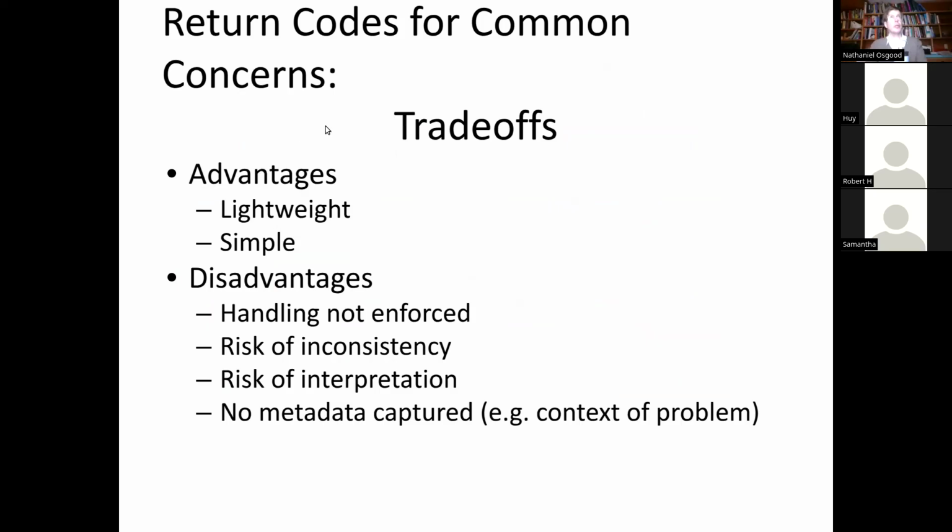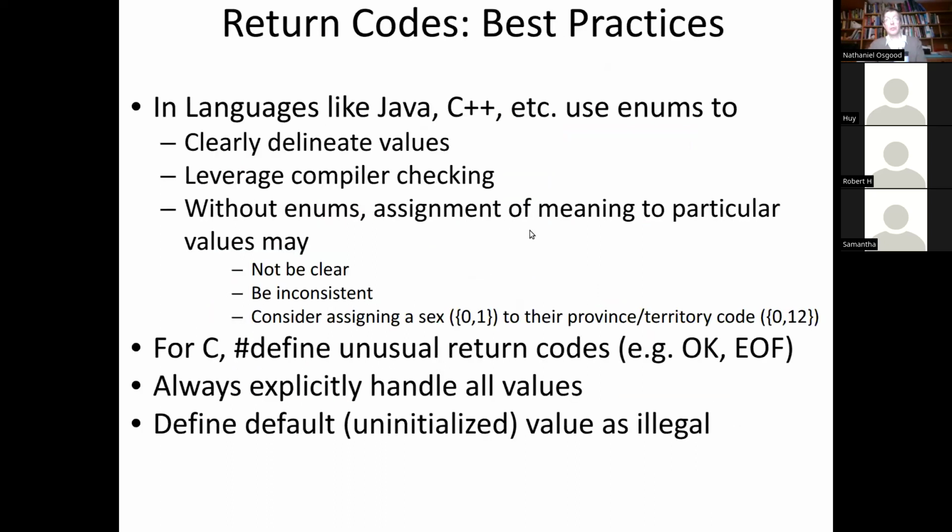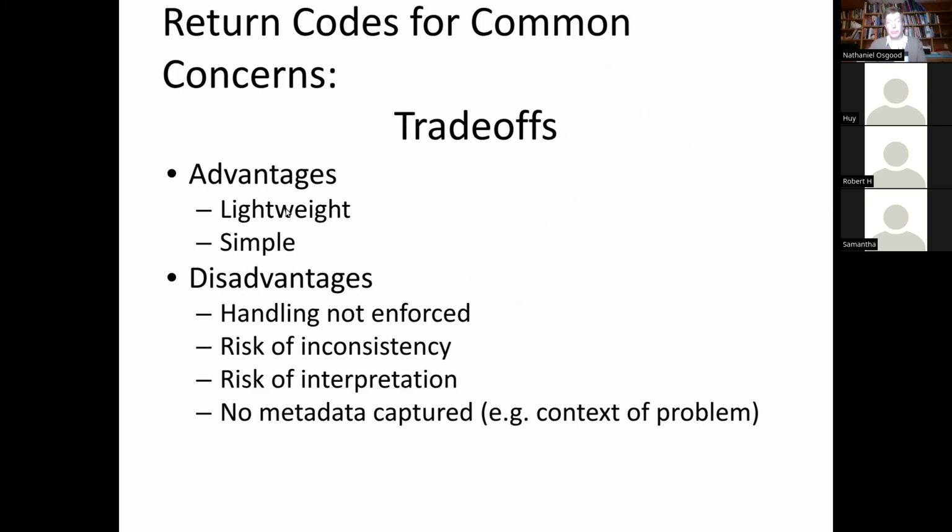So return codes provide this balance. They're lightweight, they're simple, but there's some issues with them. They serve a kind of simple function within our programming, but one of the issues is the handling is not enforced, right? If we can return null, it's possible that the thing that called us is not going to be expecting that, and it doesn't handle it.